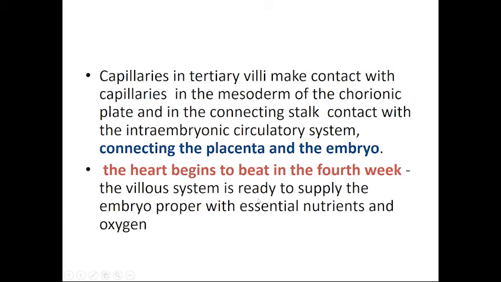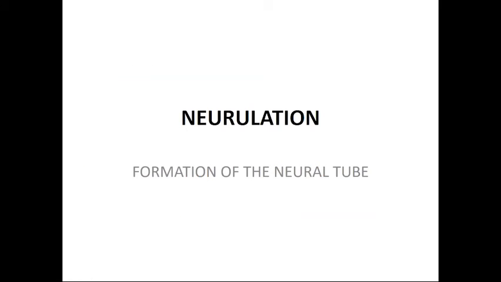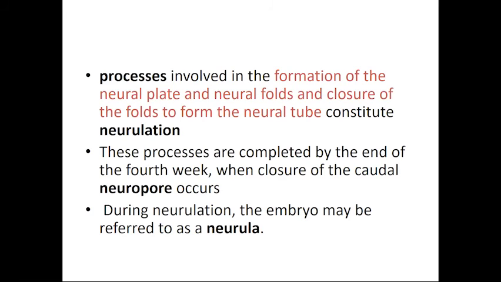The heart begins to function in the fourth week, and this is to supply the embryo proper. The cardiovascular system is the first system to start forming. Then there is neurulation. Neurulation is the formation of the neural tube. The process involved in the formation of the neural plate and the neural folds, and the closure of the folds to form the neural tube, constitutes neurulation.